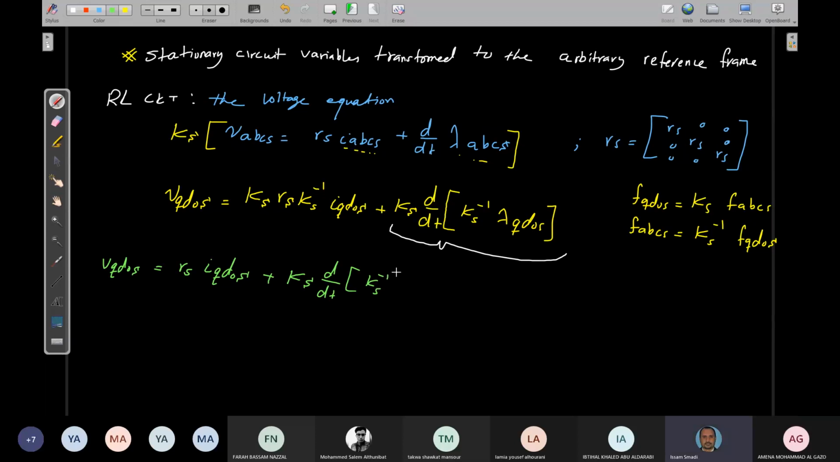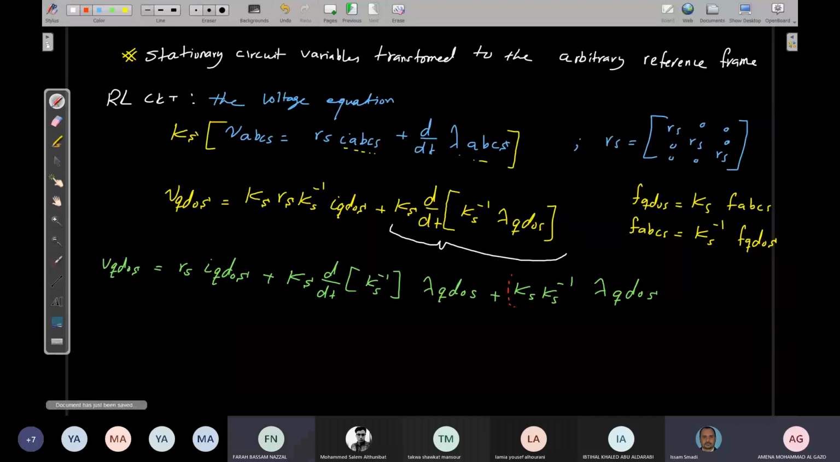Ks inverse multiplied by lambda QD0S plus Ks inverse lambda QD0S. Now we know that this one is what?